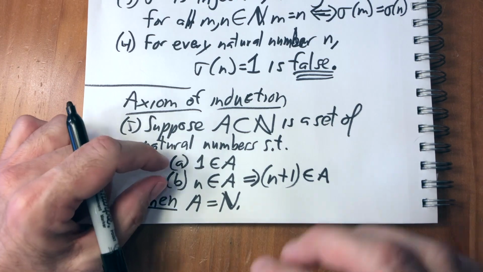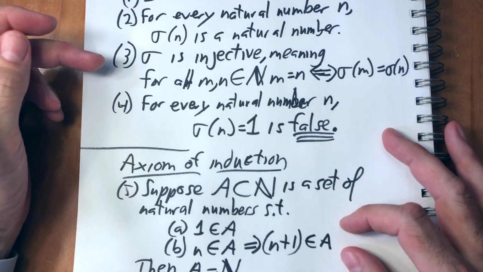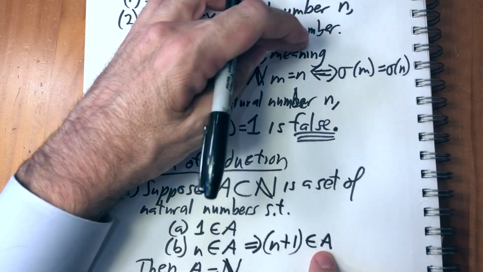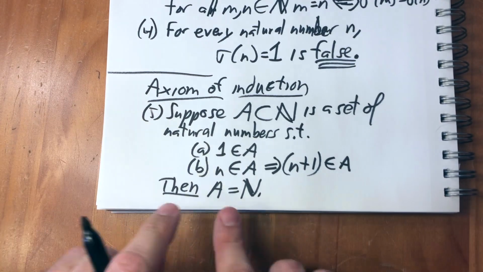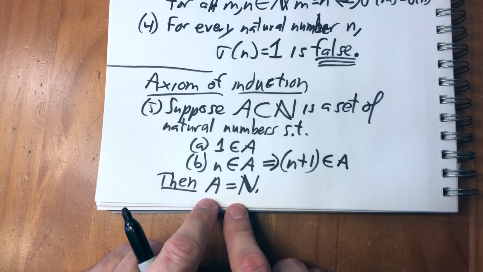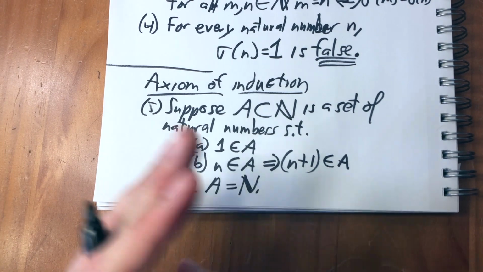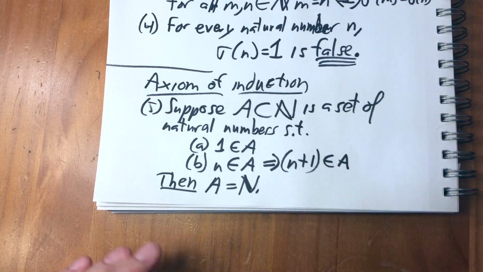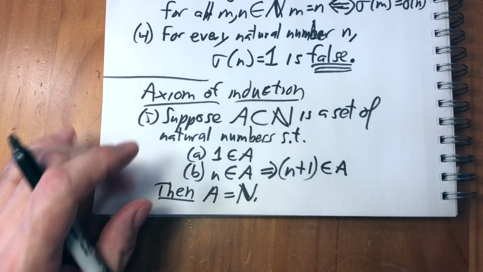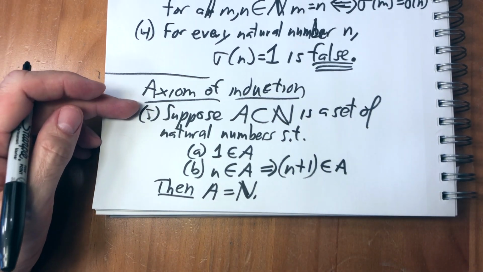What we said here, these two statements are just what we already have: that 1 is a natural number and that for every natural number n, n plus 1 is also a natural number. But then the additional axiom is that if that is true, then A will equal the natural numbers. A completes the natural numbers. There are no extra ones sitting out there anywhere. The interesting thing is that this defines the natural numbers. This is equivalent to the axiom of induction.